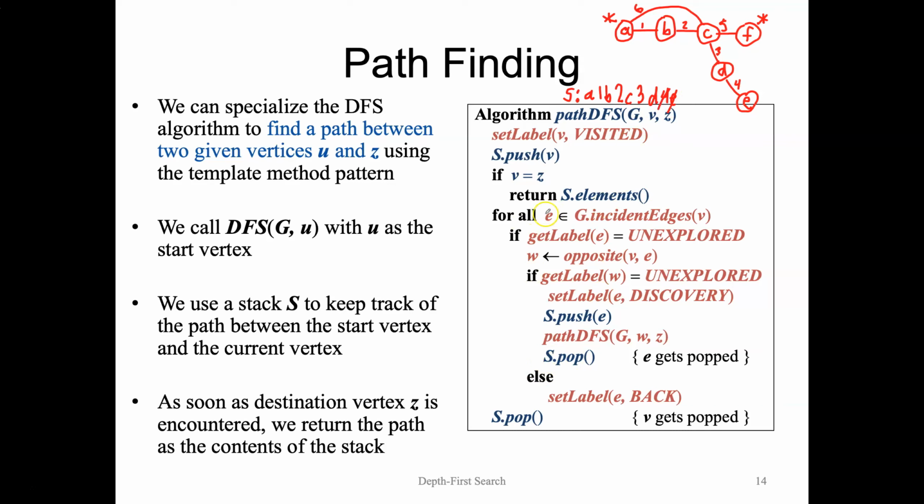Now that we've finished, there are no other incident edges from D that we can explore. We already explored this one and we got here from this edge. And we still haven't encountered that vertex F we're looking for. We're going to pop the vertex and edge off the stack.